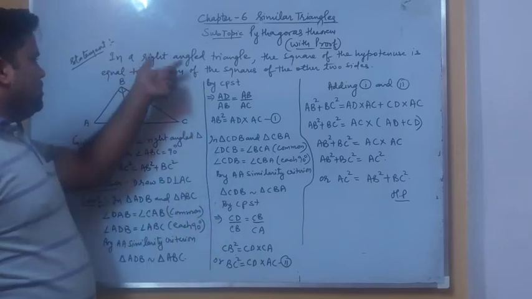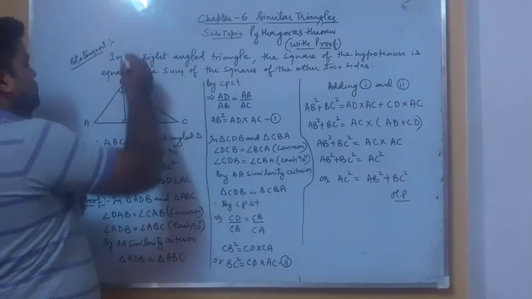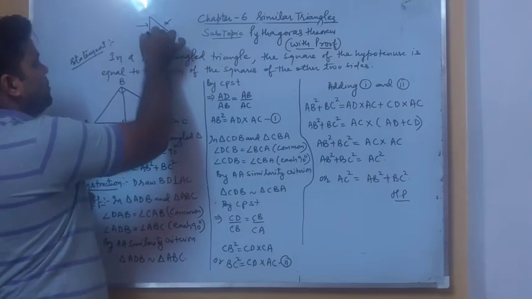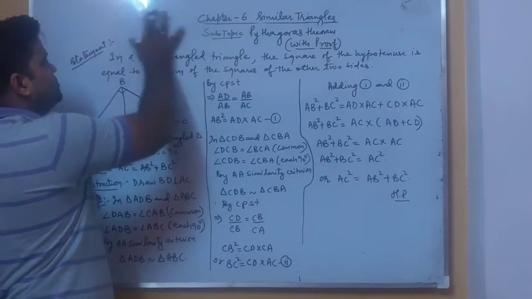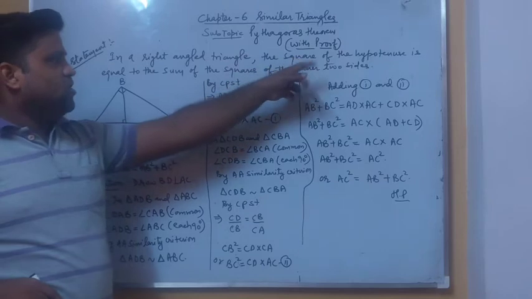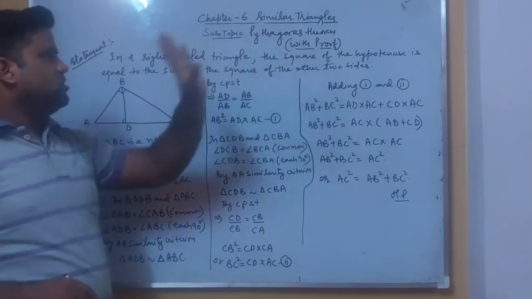Here, first of all, in the statement we have a right angle triangle. We know that in a right angle triangle, here I am drawing this triangle. This is the hypotenuse, this is the perpendicular, this is the base, as we know. So it is talking about the right angle triangle, that the square of the hypotenuse is equal to the sum of the squares of the other two sides.